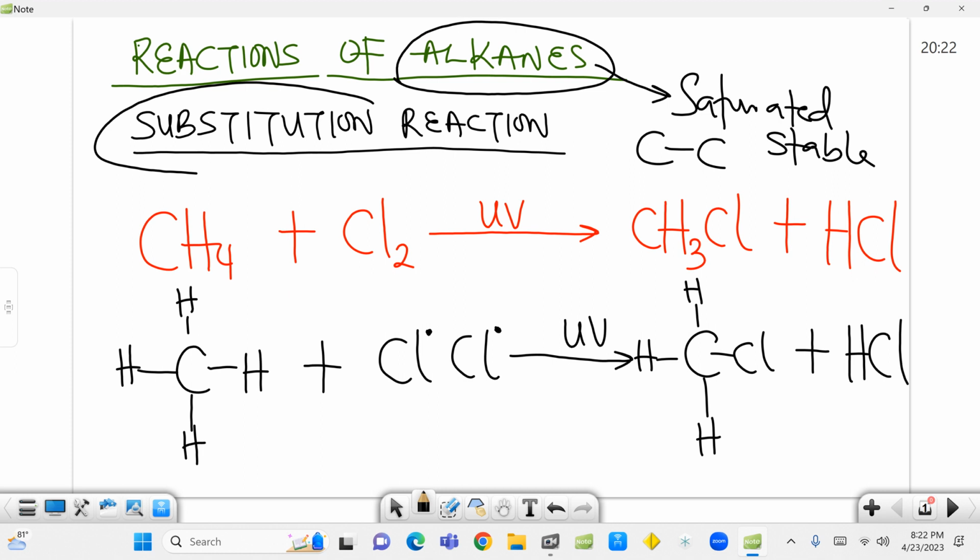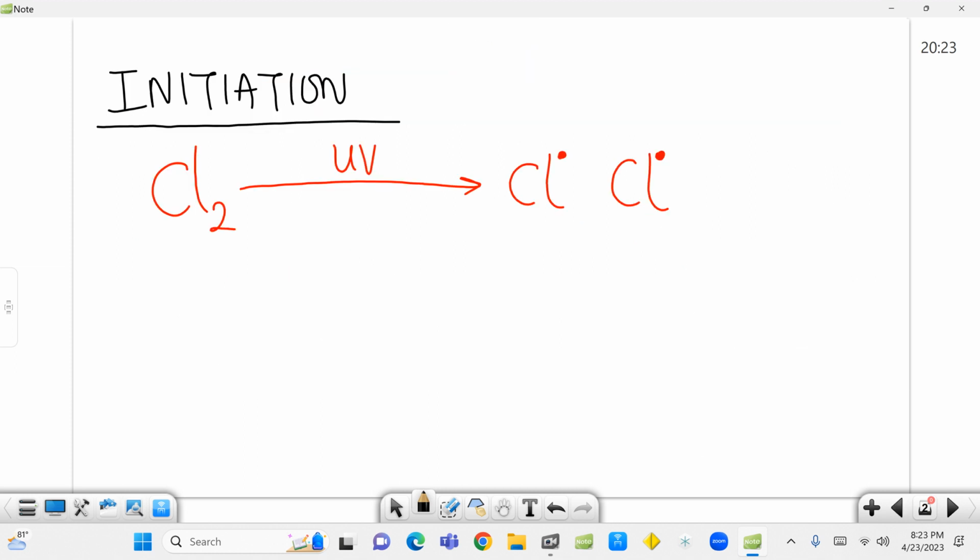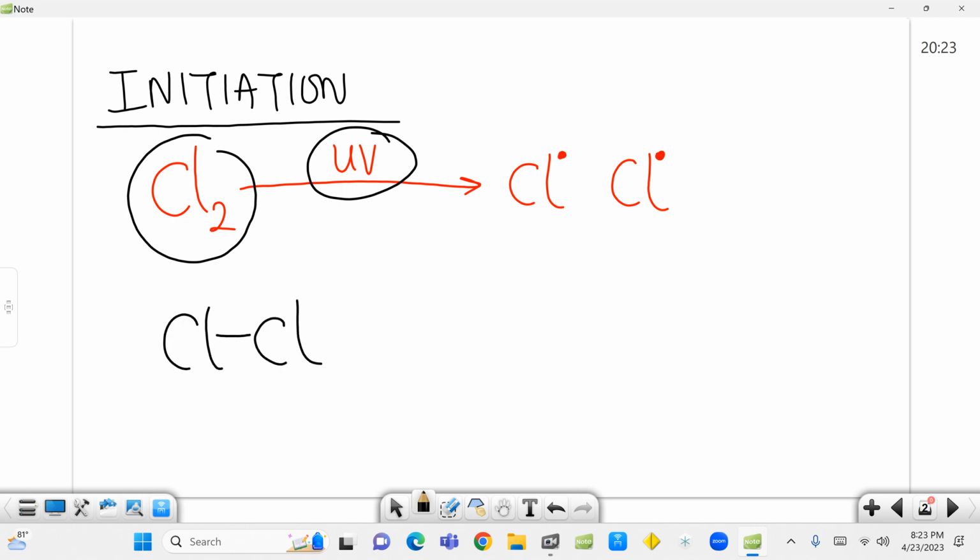Okay, let's take this stepwise. There are 3 stages in this reaction. The first stage is the initiation stage. The reaction takes place in the presence of UV light. Now, UV light acts on the chlorine molecule and breaks the chlorine molecule into chlorine radicals. That's the first stage of the reaction. Alkanes are unreactive, so to make them react, we have to combine them with very reactive substances. An example of this are these chlorine radicals right here.